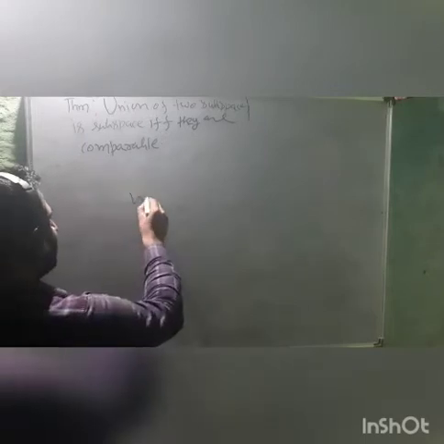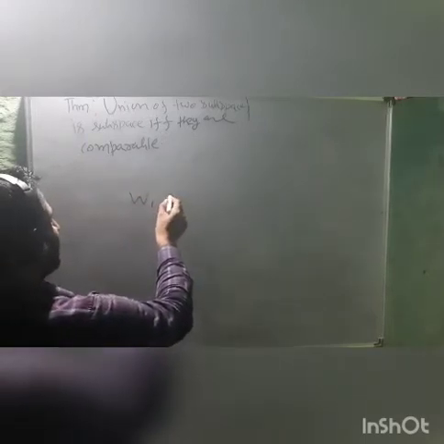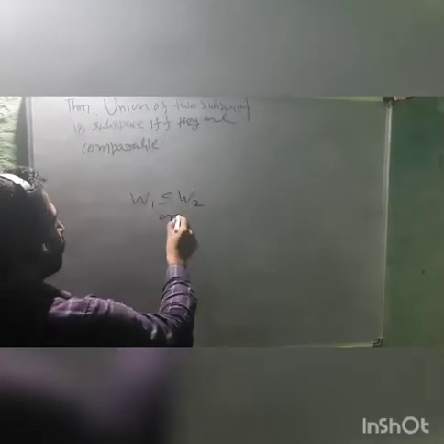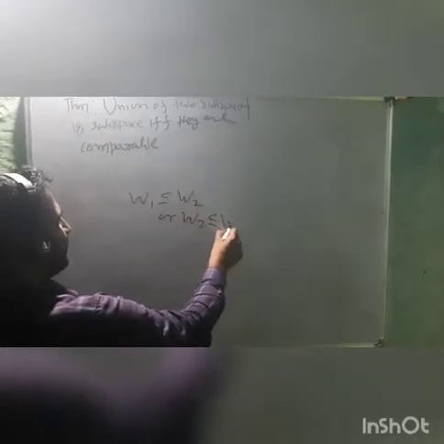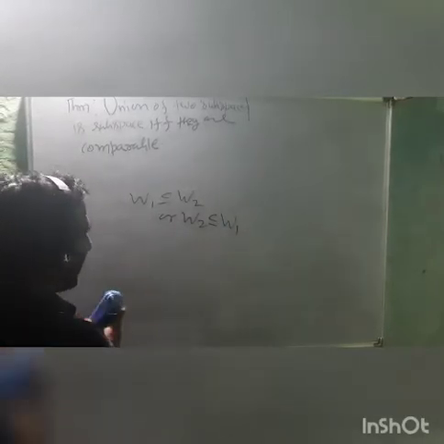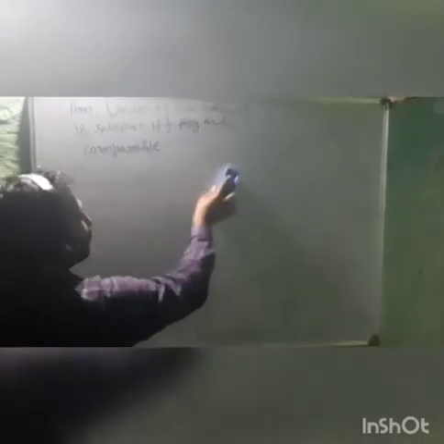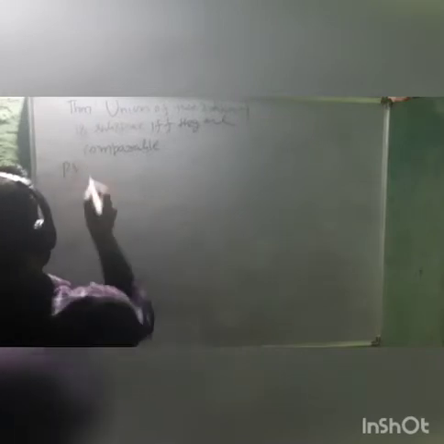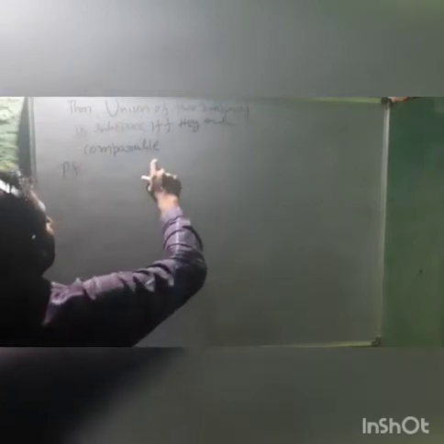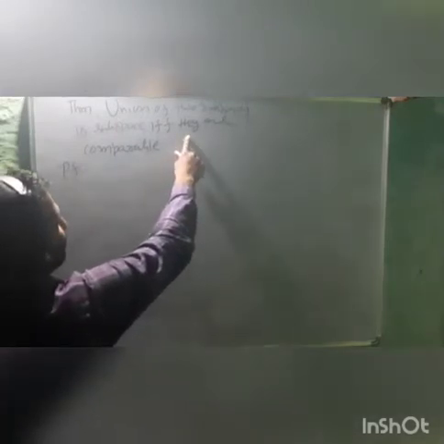Okay, so if W1 and W2 are subspaces, either W1 is contained in W2 or W2 is contained in W1. One containment should be there. So if this happens, then the union will also become a subspace. Let's prove this. So first I am going to do the backward part. Backward part means if two subspaces are comparable, then their union is going to be a subspace.